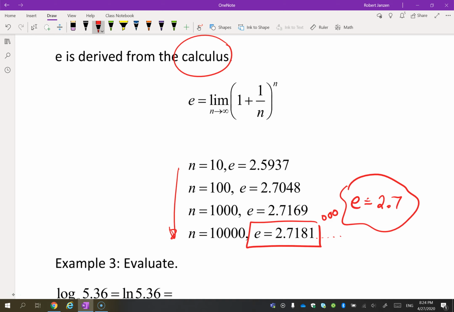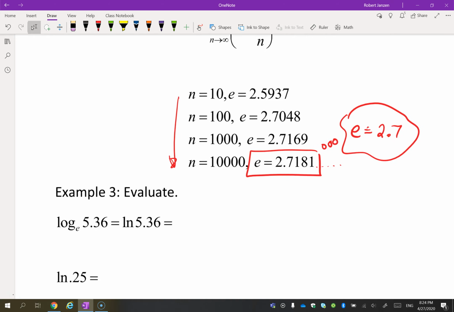But your calculator is programmed for e. So e is actually a value that you can use your calculator for. So if you see log base e, you actually won't see that. You'll see this, which is the natural log. This is actually a button on your calculator, so go and find that. So you can take the natural log of 5.36 and you get 1.679.